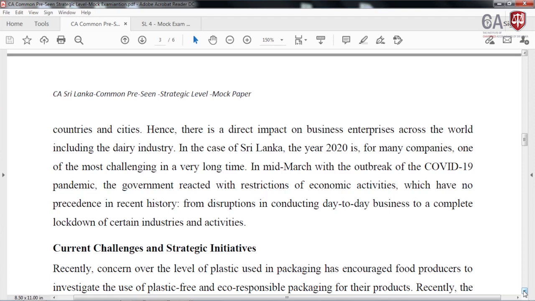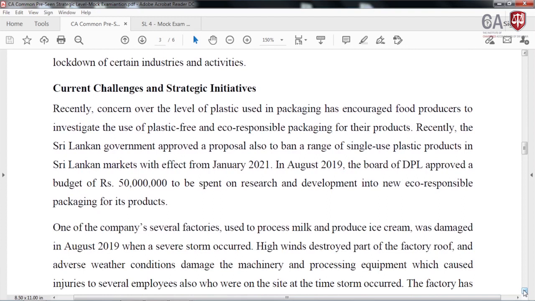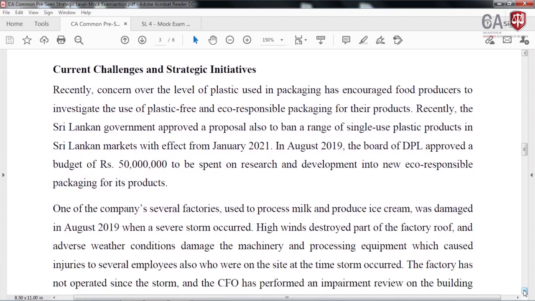Every business is struggling. So, the government has introduced some restrictions, even lockdown in certain areas. The whole country was locked down for a few days. Not only a few days, actually. In the recent past we experienced a few days of lockdown. But if you remember, in March, April, there was a lengthy lockdown situation in Sri Lanka, not only Sri Lanka, in other countries also. Right, then current challenges and strategic initiatives.